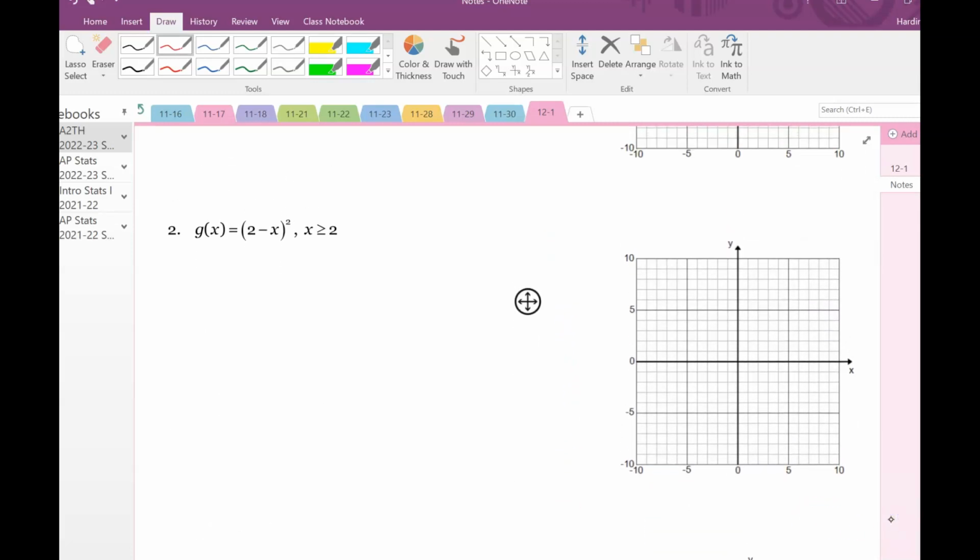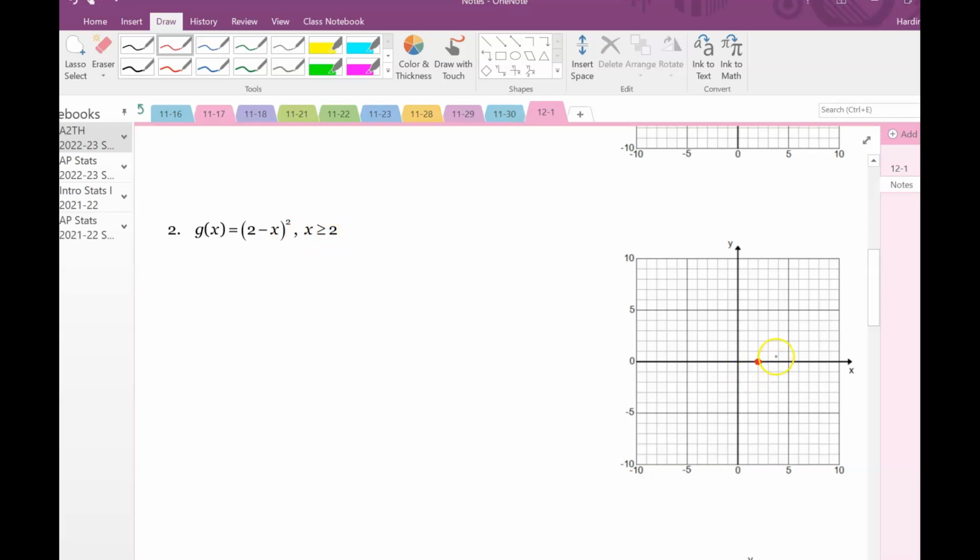To graph this, it's a parabola, but I want you to think back to your transformations. There's 2 horizontal transformations here. The first one would be going left 2. And then there would be a reflection over the y-axis. The vertex of this parabola is actually here at (2, 0). That's also the restriction on this graph, that x is greater than or equal to 2.